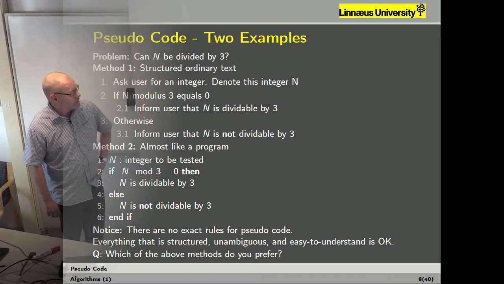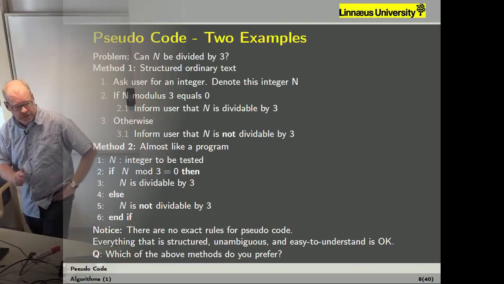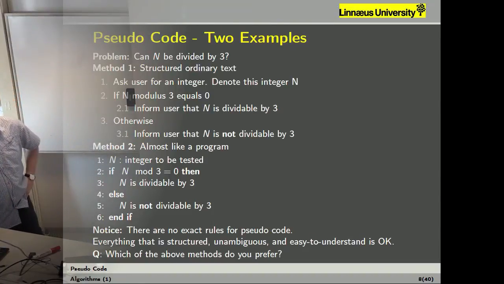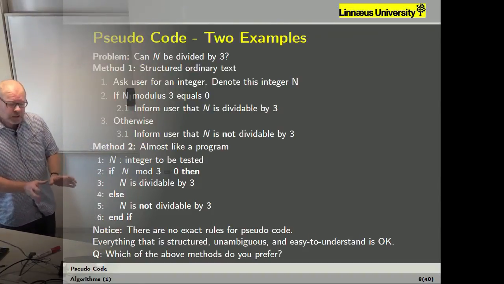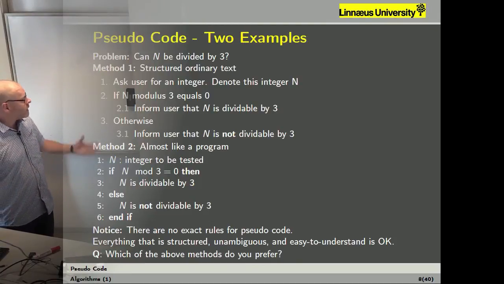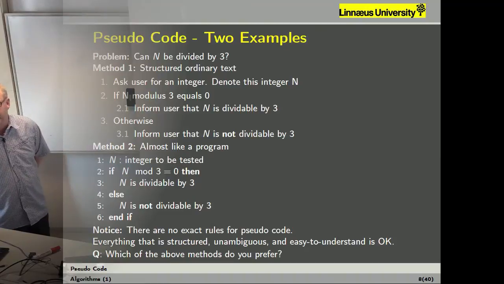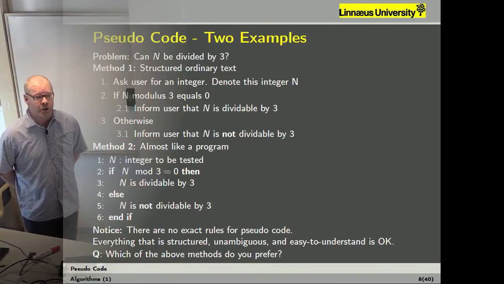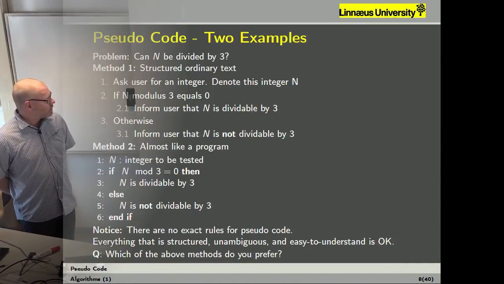There are no exact rules for pseudocode. It should be structured, it should be unambiguous, and it should use constructs that most people are likely to understand. If and else: people are supposed to understand how they work. Which one do you prefer?